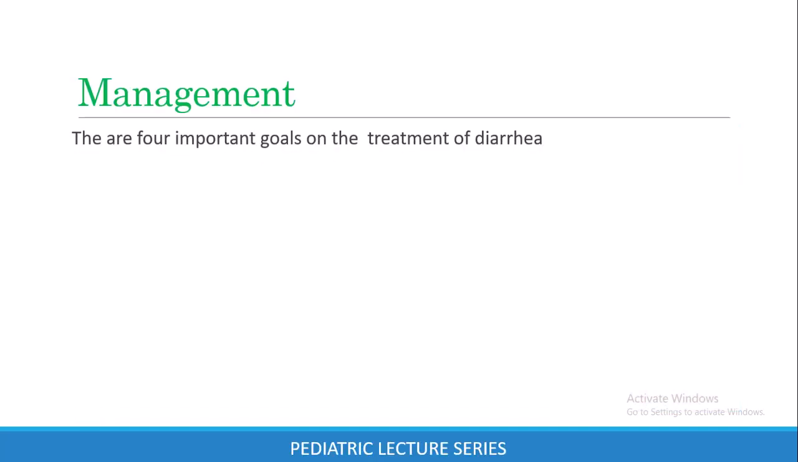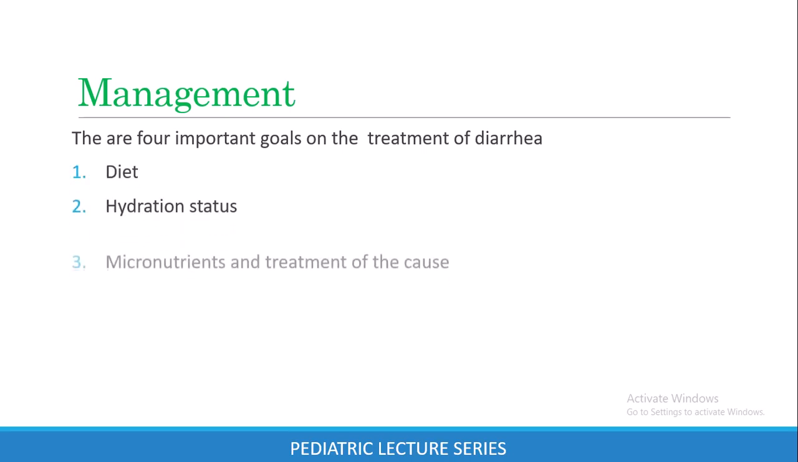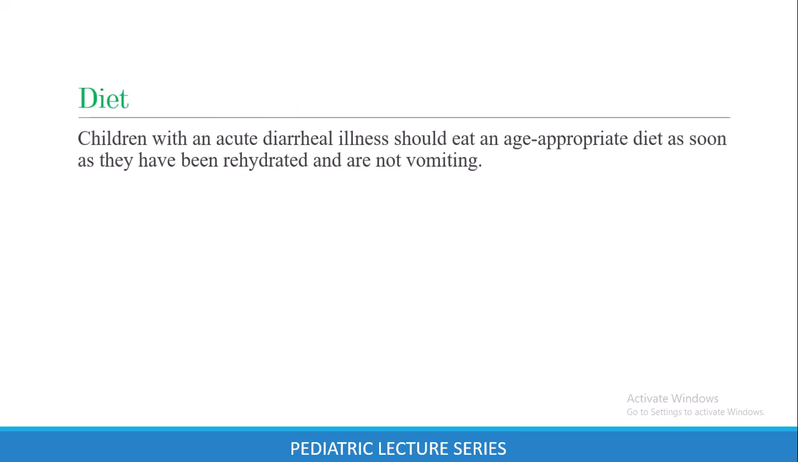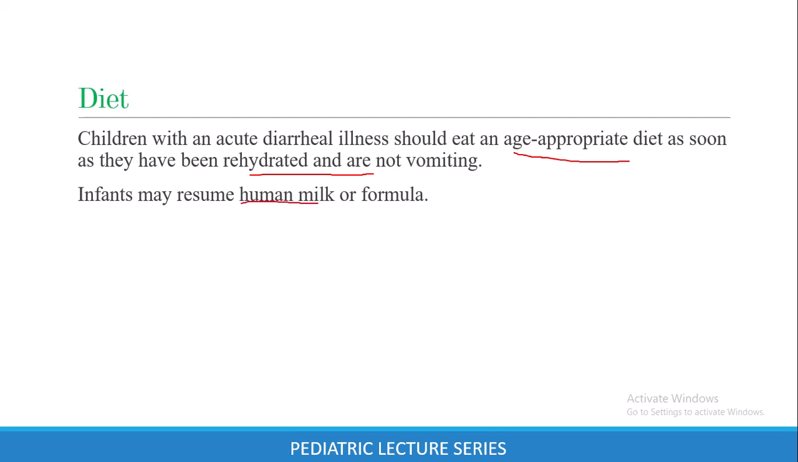For management, there are four major goals in the treatment of diarrhea. One, diet, prevention or treatment of dehydration, macronutrients and treatment of the cause, and generally keeping hygiene through educating the patients. So in the diet, children with an acute diarrheal illness should eat an age-appropriate diet as soon as they have been rehydrated and are not vomiting. Infants can resume their human milk or breastfeeding or formula.